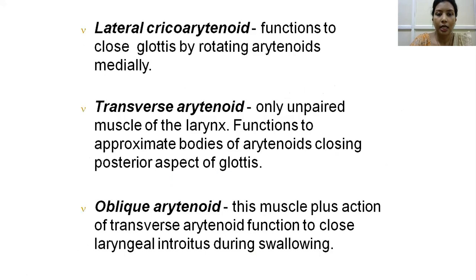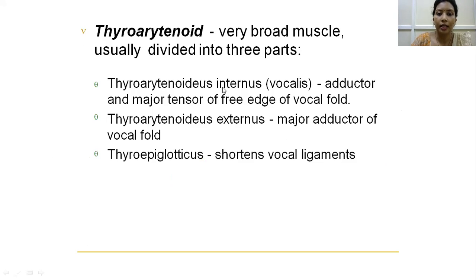So we have to see that the thyroarytenoid muscle has three parts. There is the thyroarytenoidus internus, this is the vocalis, and there is a thyroarytenoidus externus. This is one of the major adductors of your vocal folds, and there is a thyroepiglotticus. This shortens or relaxes the vocal ligaments. So muscles can be divided into abductors, adductors, tensors, and muscles causing closure of the inlet of the larynx.